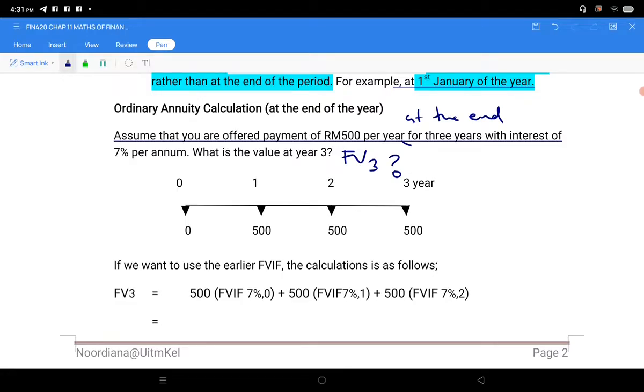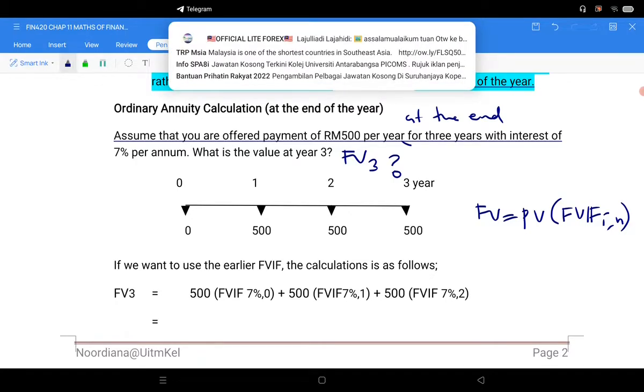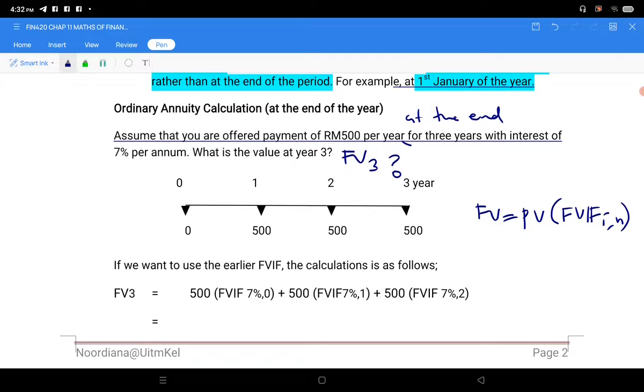Okay, so if you want to use the earlier FVIF, sebelum ni you dah belajar, kalau you nak calculate future value, you akan buat macam ni. Okay, equal to present value darab dengan FVIF. What is the K ataupun I interest and then N. So what happened for annuities? Macam mana kita nak kira for annuities?